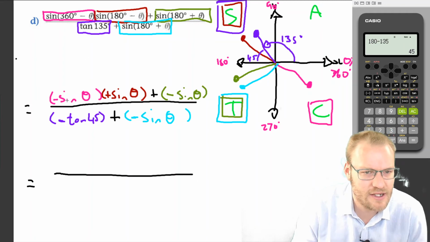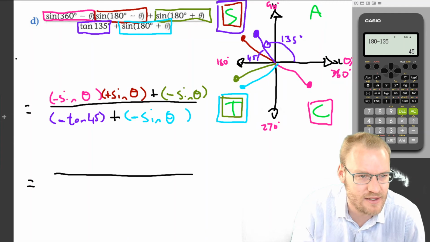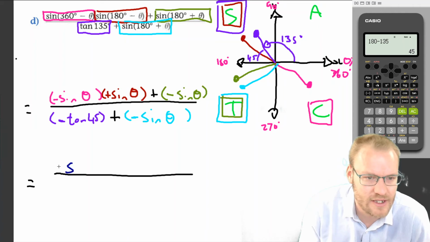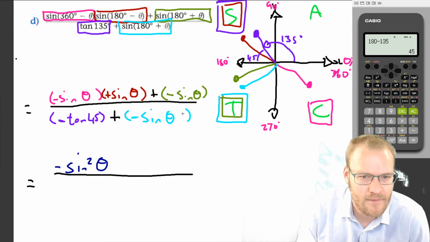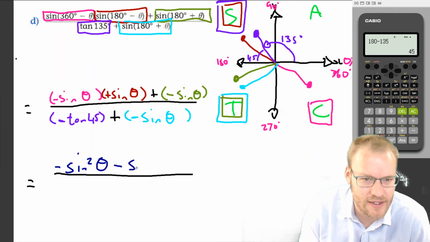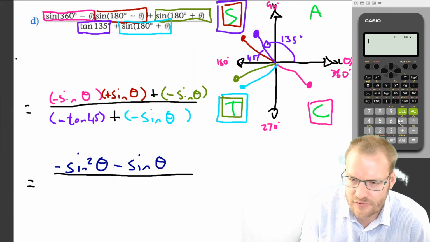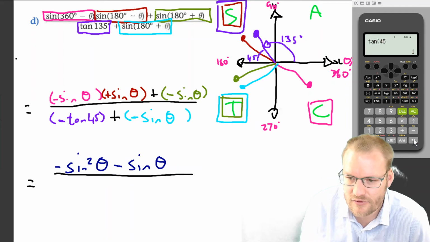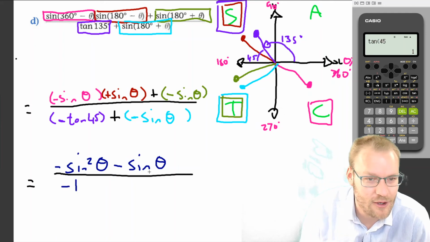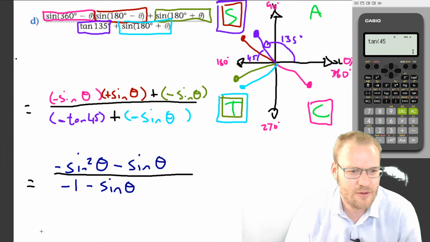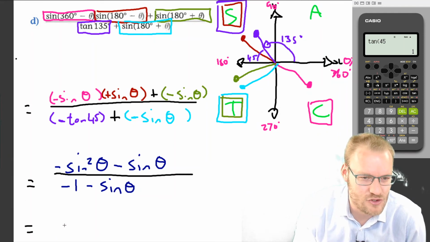Now we've got negative sine theta times positive sine theta. So that gives us, I'm going to put everything in blue, negative sine squared theta, plus minus sine theta, so minus sine theta. Okay, negative tan 45, calculator to the rescue, tan 45 is 1, okay, we should have known that, so minus 1, plus minus sine theta, minus sine theta. Now it looks like we might be done, but we're not. There's more we can do.